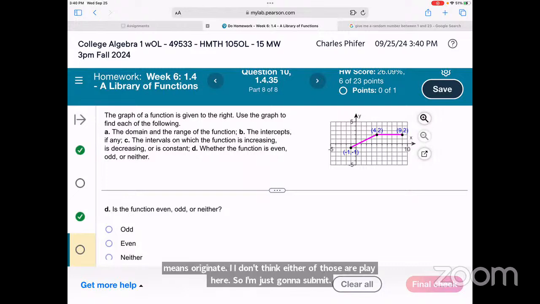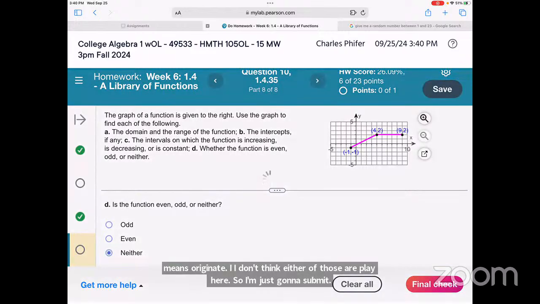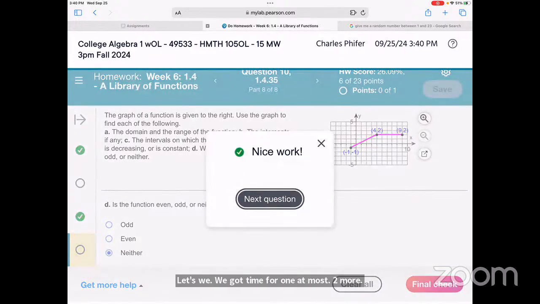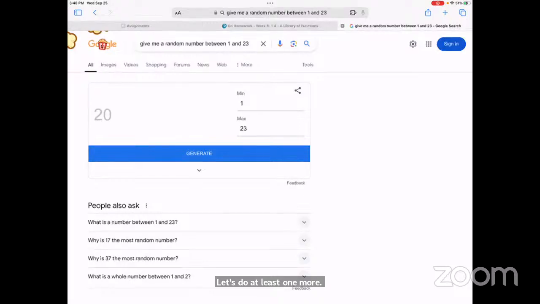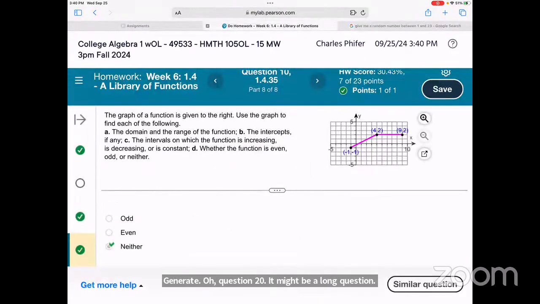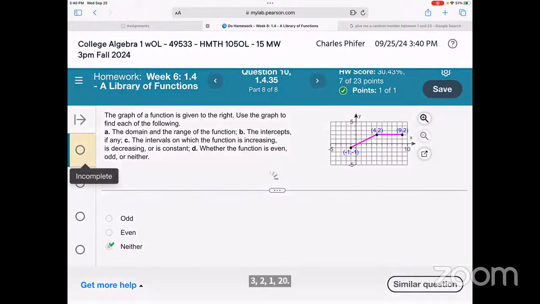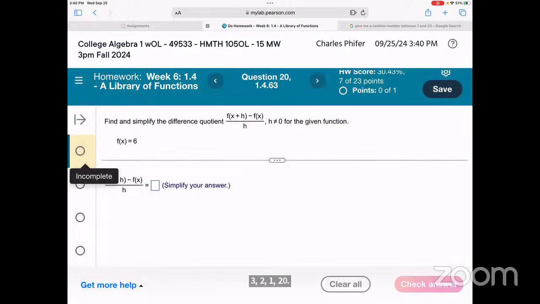We got time for one, at most two more. Let's do at least one more. Generate. Ooh, question 20. It might be a long question. 3, 2, 1, 20. Okay. Difference quotient, right? Did we do one of these earlier? Let me check my notes.